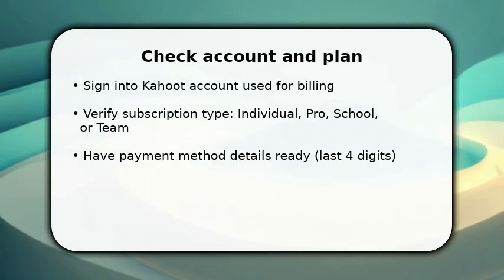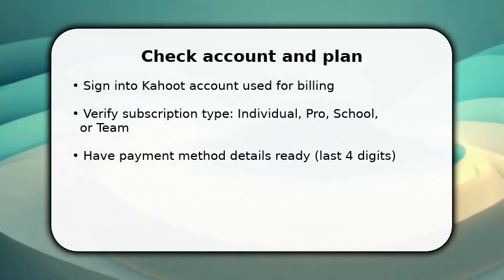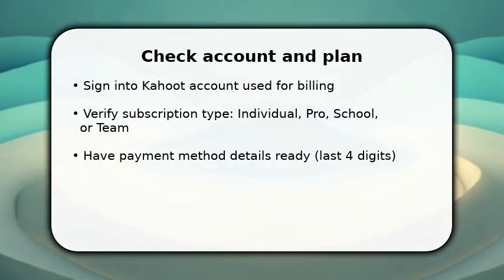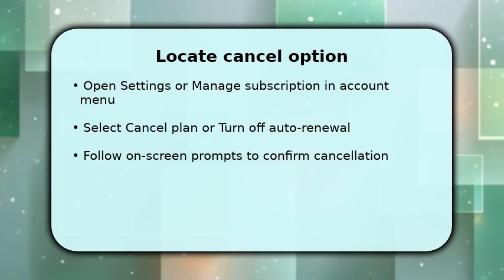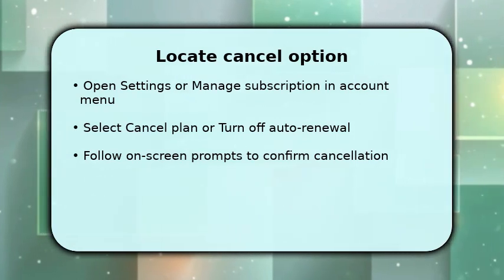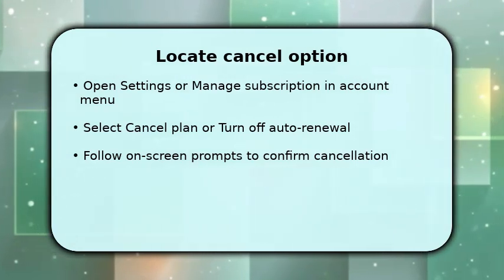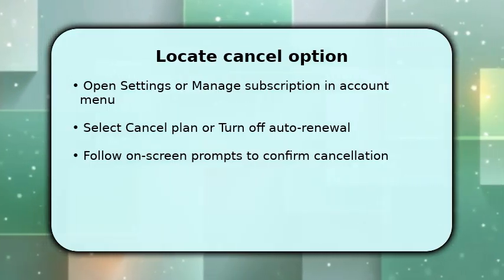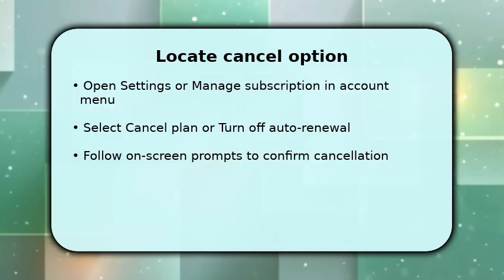If the subscription was purchased through Apple, Google, or a reseller, you must cancel there. Otherwise, continue here. Now navigate to Settings, then Billing or Manage Subscription. This is where Kahoot lists active plans. You'll see options like Cancel Plan, Change Plan, or Turn off Auto-Renewal. Select Cancel Plan to begin.